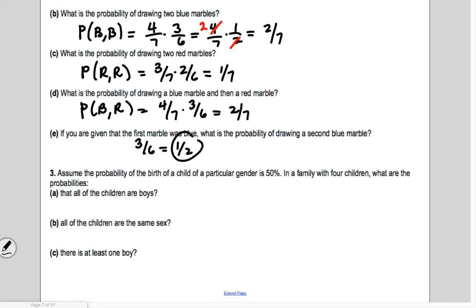Okay, so number 3. So assume the probability of the birth of a child of a particular gender is 50%. It's not, but we're going to assume for this problem. In a family with 4 children, what are the probabilities that all of the children are boys? Okay. So if you have 4 children, what's the probability of getting boy, boy, boy, boy?